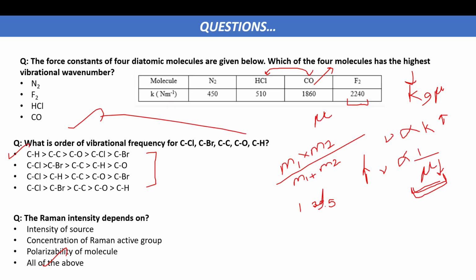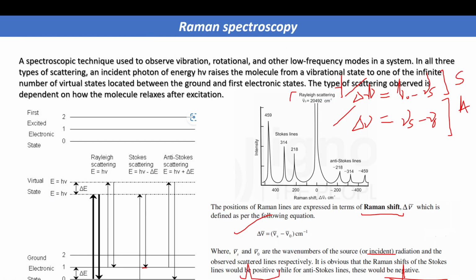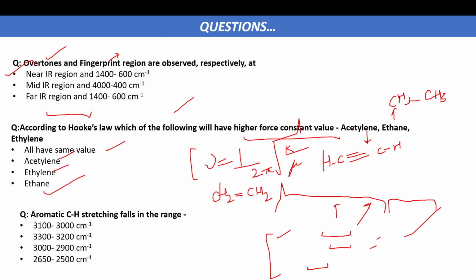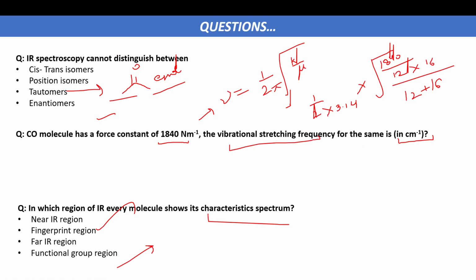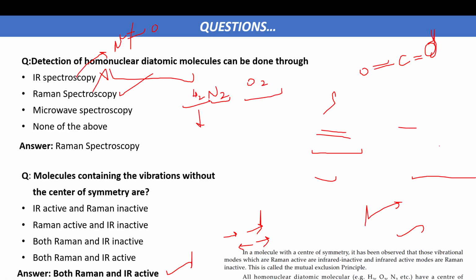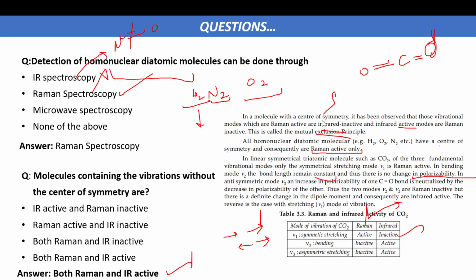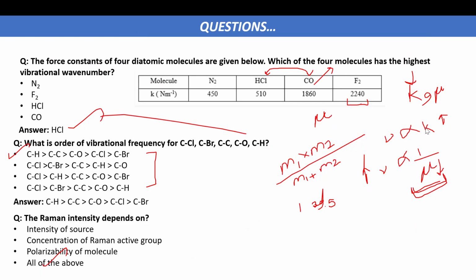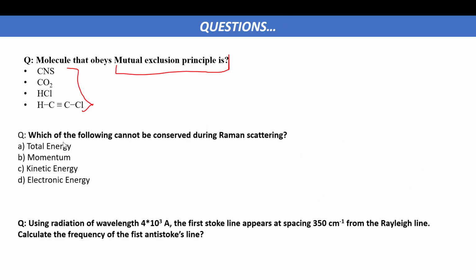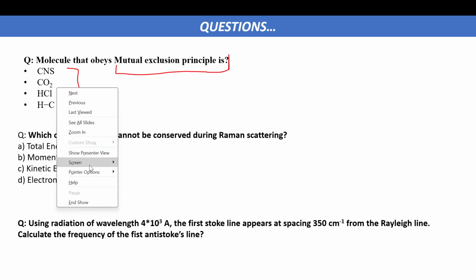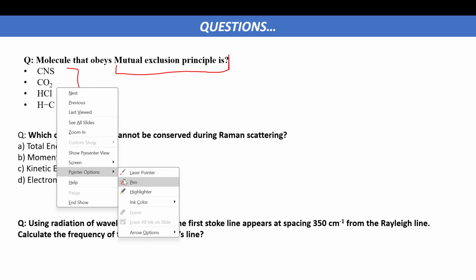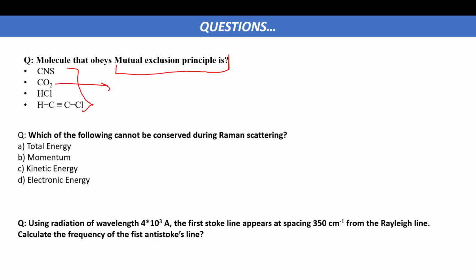So it is CO2. Why? We already discussed. If in a molecule there is a center of symmetry, then IR active will be Raman inactive, or Raman inactive will be IR active. So in all of these, center of symmetry is only in CO2. The correct answer will be CO2.